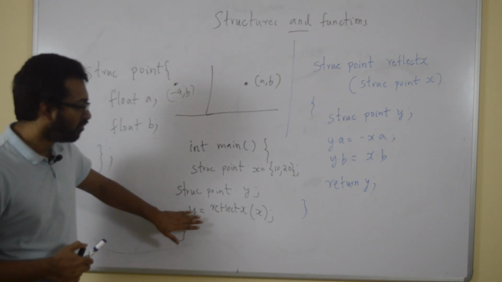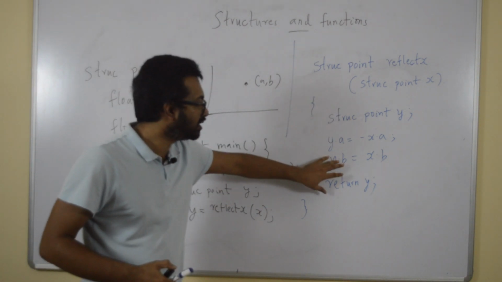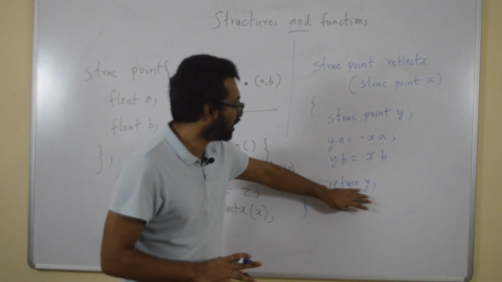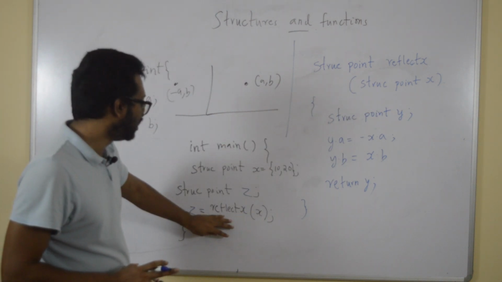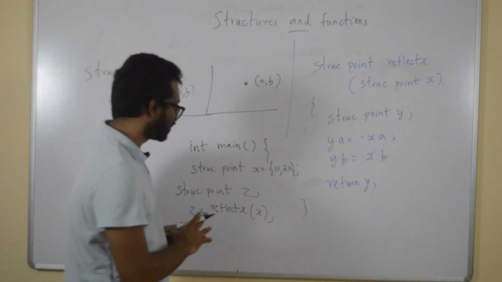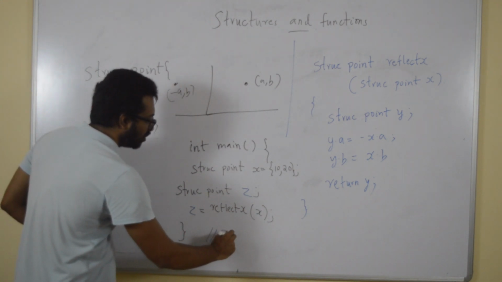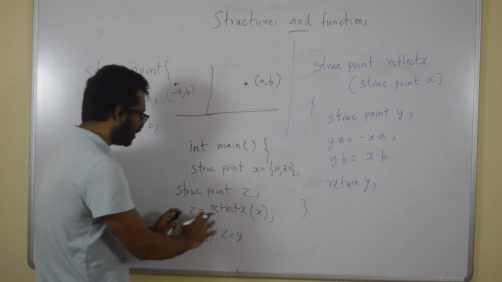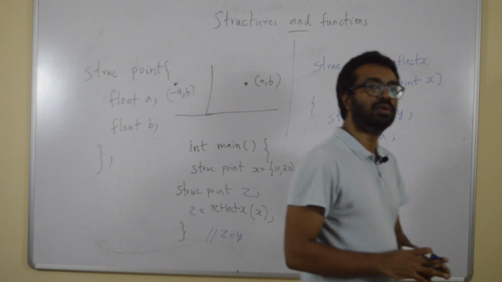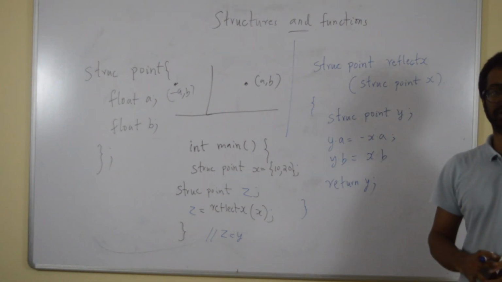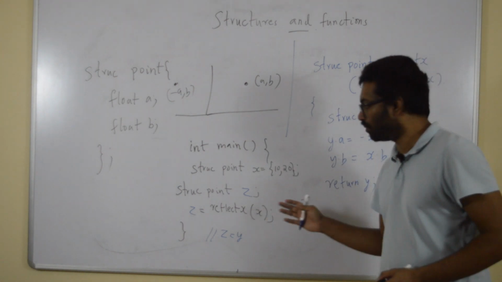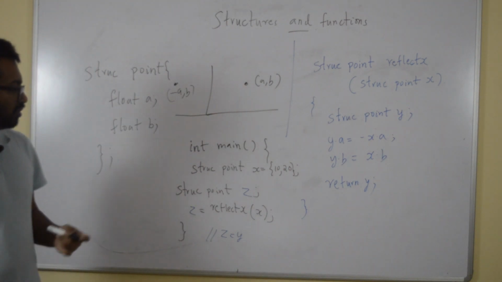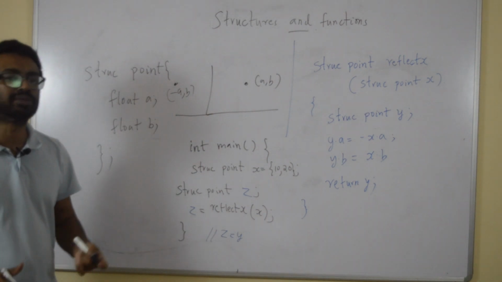So when you reflect x, let me change this variable to z. What has happened is that this y is returned here. You should see this as equivalent to z equal to y. So the value which is returned, z is equal to y, is how you should imagine the program executing. That's a copying of the contents of y into z. It will be a shallow copy if we were using pointers. Thank you.